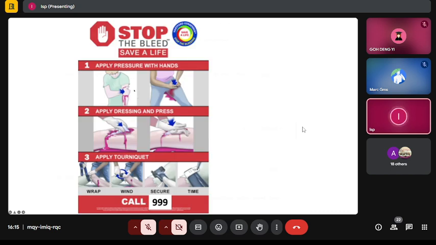So let's say you have a cut, you're bleeding, you apply pressure. You can apply the pressure directly on the wound to press on the vessels. If it doesn't work, then you form a tourniquet above the cut.